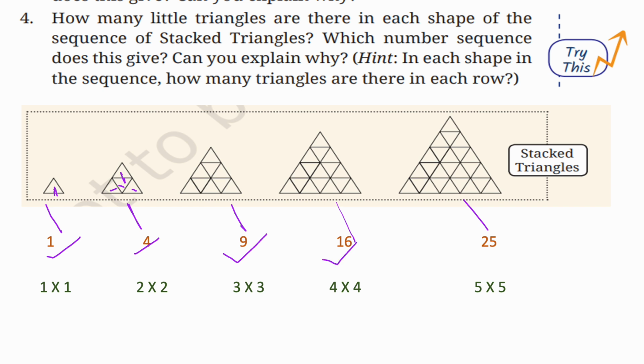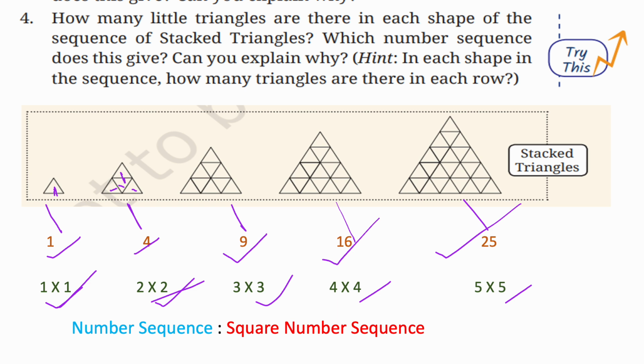So 1 means 1 into 1 is 1. Then 4, 2 into 2 is 4. 9, 3 into 3 is 9. Then 16, 4 into 4 is 16. Then 25, 5 into 5 is 25. So what number sequence is that? It is a square number sequence because 1 into 1, 1, 2 into 2, 4, 3 into 3, 9, 4 into 4, 16, 5 into 5, 25.